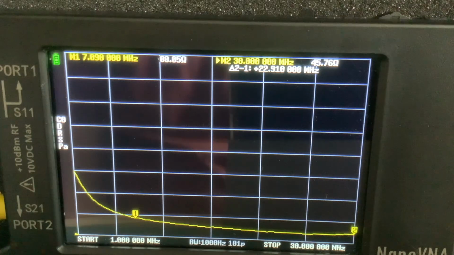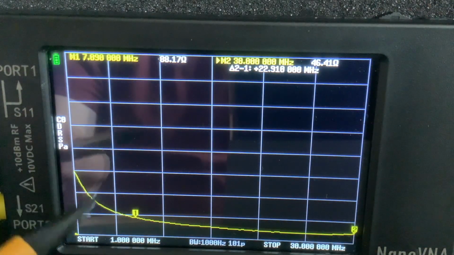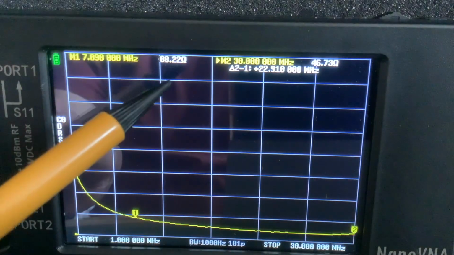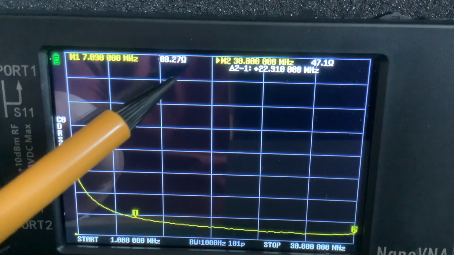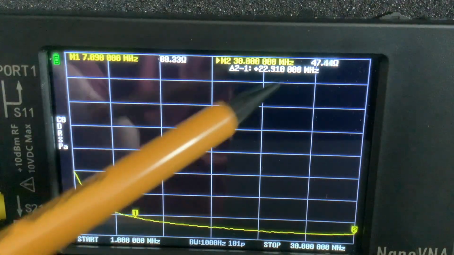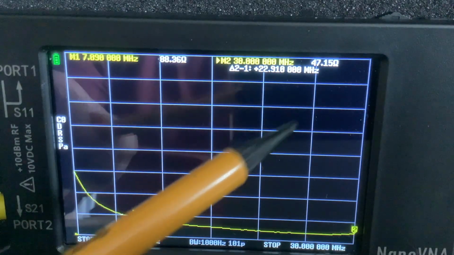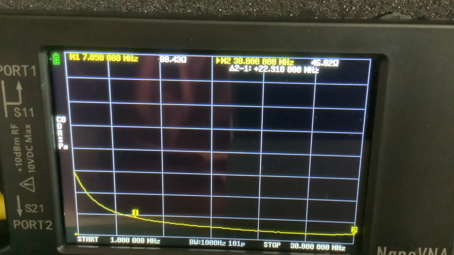Well, as you can see, it certainly had the desired effect of raising the input impedance. So this is the resistance again, and you'll see that marker 1 now, we're up to 88.2 ohms of resistance, and 47, let's say, at 30 megahertz. So not quite as flat as it was with the 10 picofarad capacitor across the base collector junction, but not too bad. So let's have a look at the reactance.